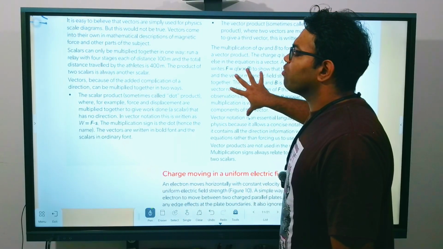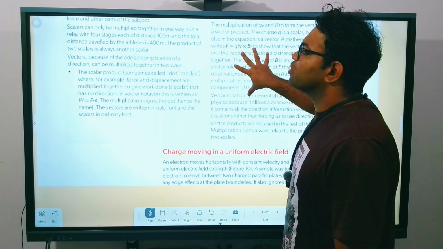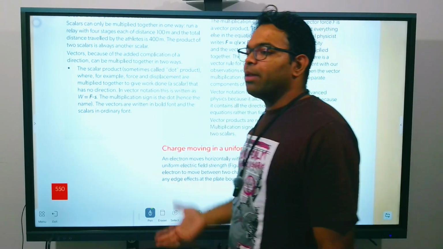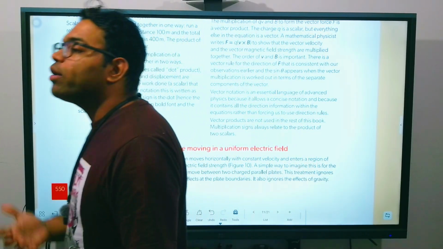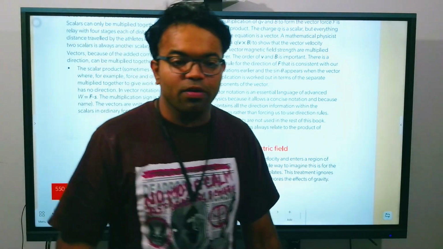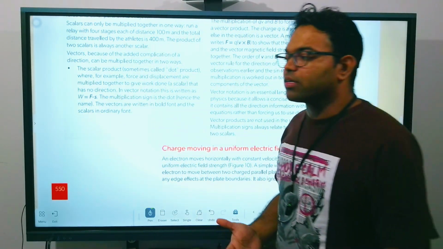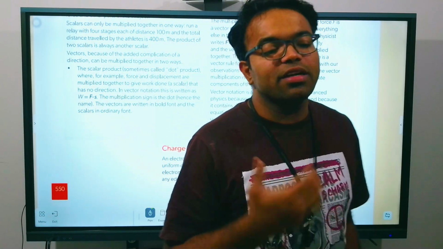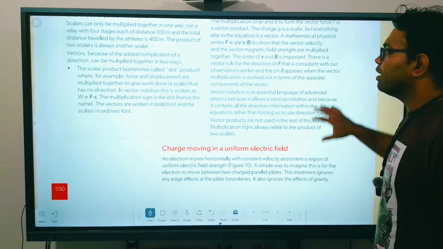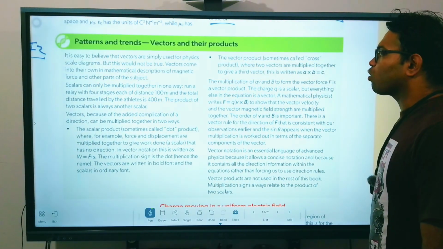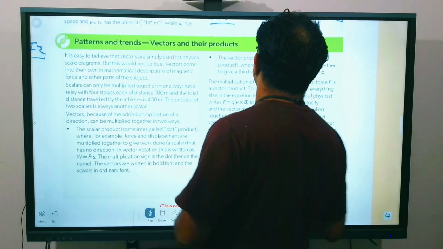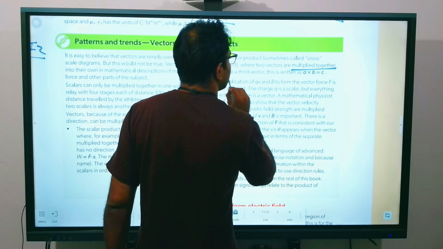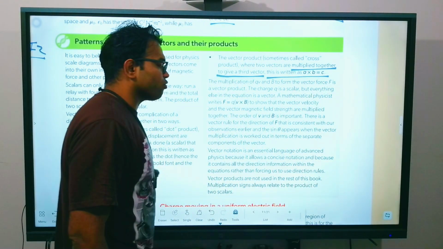Vectors, because of the additional complication of a direction, can be multiplied together in two ways. You have the scalar product, that is F dot S. That is work done. So basically you get something known as a dot product. And the other one is called a cross product. The vector product, sometimes called a cross product, is where two vectors are multiplied together to give a third vector. This is known as A cross B.